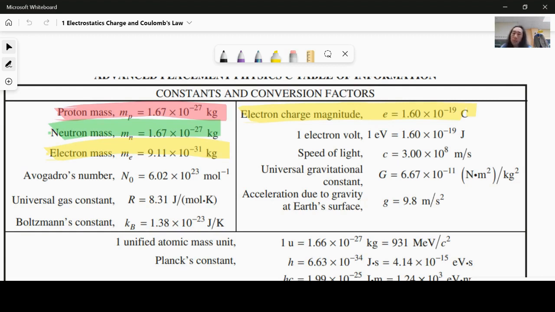So already right there, you can see that the electron's mass is a lot smaller than both the protons and neutrons. All right, on the right-hand column, we see the electron charge magnitude, e, which is equal to 1.6 times 10 to the negative 19 coulombs.